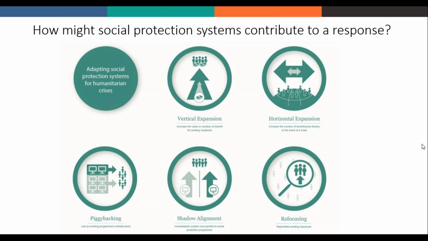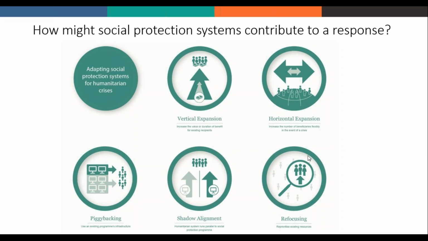So for example, when you set the transfer value, you may think, what is a transfer value that is feasible or sustainable in the long term if this was taken up by a social protection actor? And you may decide to set your transfer value at that. So that's aligning your separate humanitarian response with what a social protection system might look like.